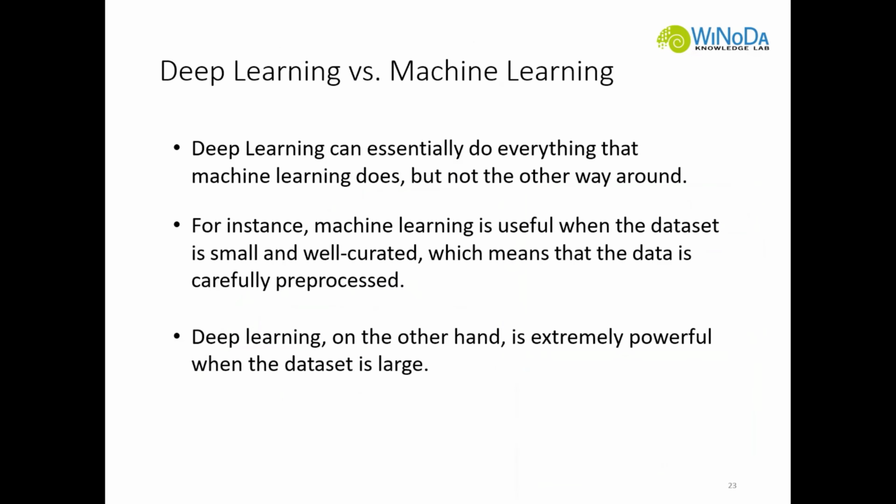Okay, so in essence, deep learning can more or less do everything that machine learning does, but not the other way around. Machine learning is useful and also in most cases better suited when the data set is small and well curated. So you have data, you have it pre-processed, it's curated by you or by your team or because someone else has done it. Then really machine learning is better for you.